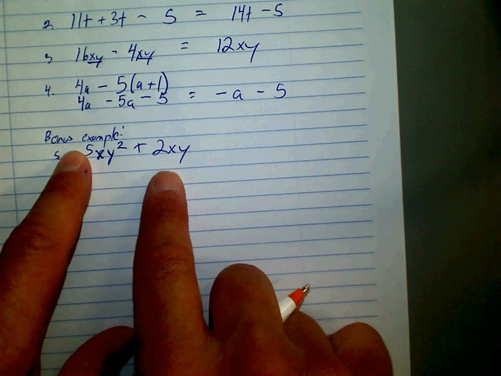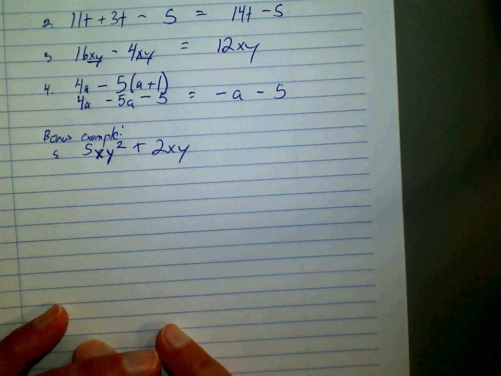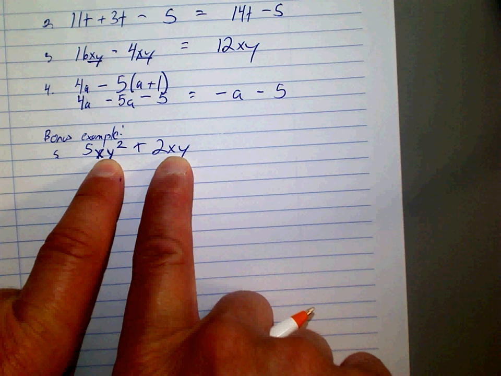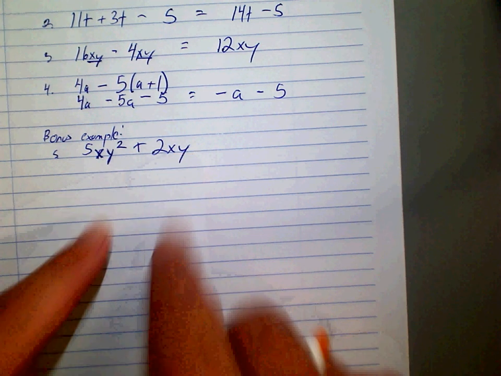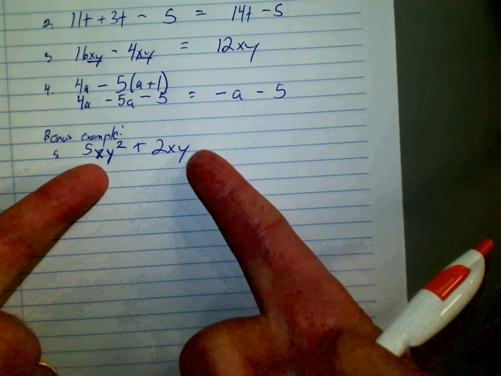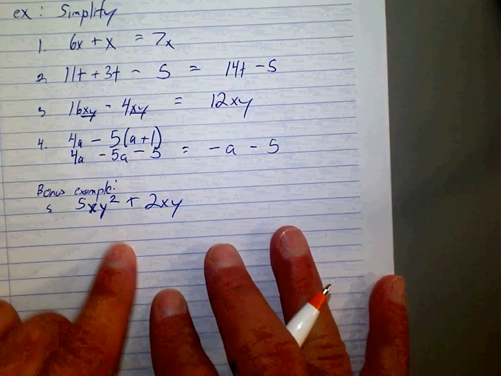What can I do to this expression? Nothing. These are not the same kind of term. This would either have to be just xy or this would have to be xy squared for them to be like. So since that is simplified, there's nothing more I can do there.